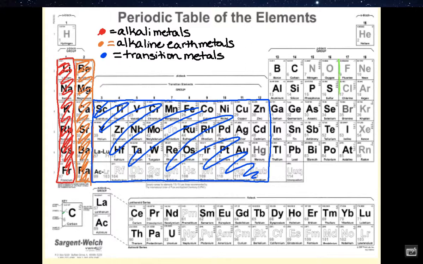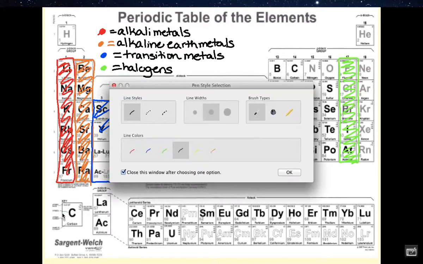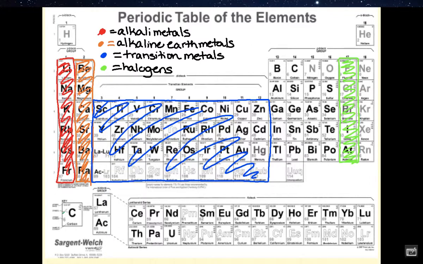Another colored pencil. Over to here. These are the halogens. And lastly, you have to include helium, and then the rest of group 18. And these are the noble gases.